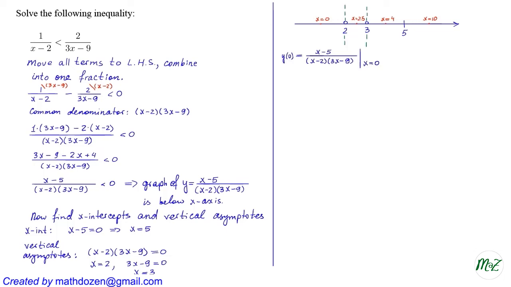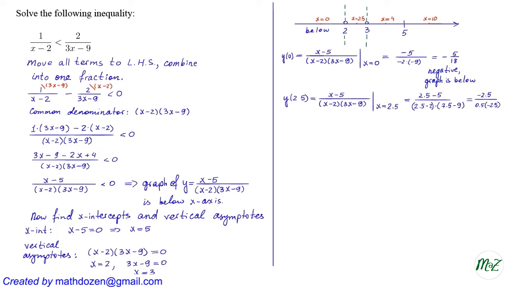Now we're going to calculate y at each of those test points. So y at 0 gives us negative 5 over negative 2 times negative 9. So that's negative 5 over 18. So it's a negative number. The graph will be below on that interval. So hence this word below. Then at 2.5 we crunch the numbers and we end up with a positive number. So the graph is going to be above the x-axis there. So between 2 and 3 the graph is above the x-axis.